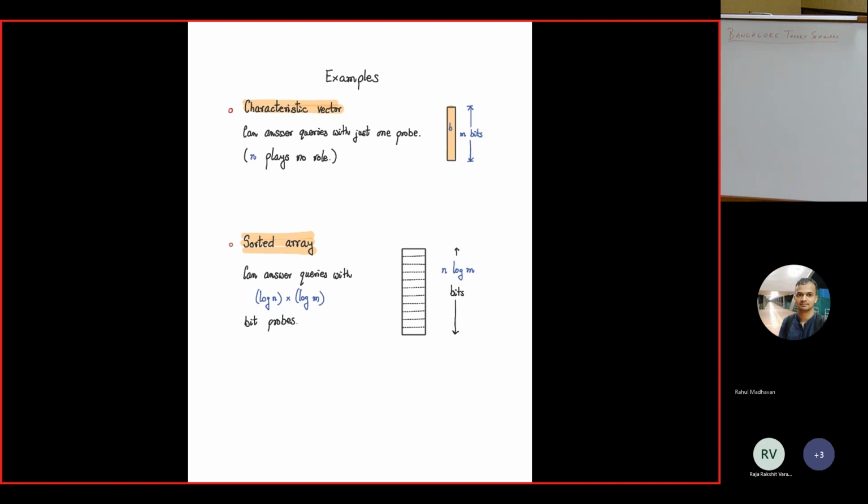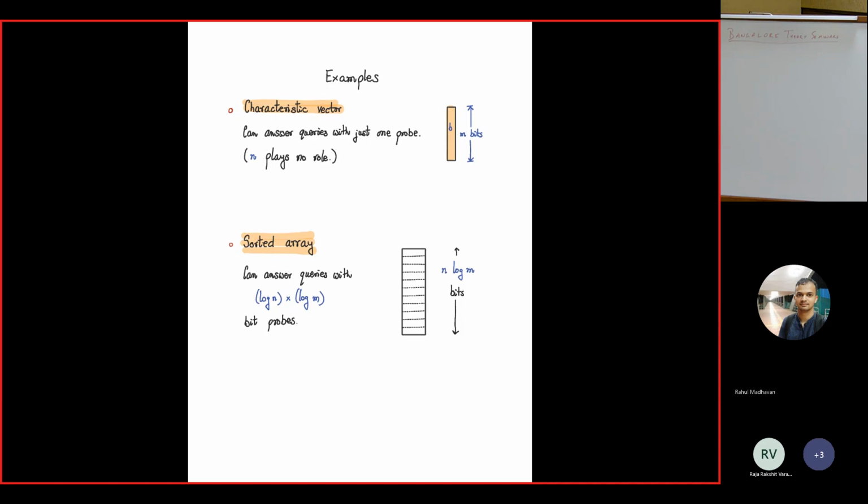Okay, so let us just look at two classical examples of this problem. So suppose you can store the set S as a characteristic vector. That means your set may be whatever, but you will store m bits, 0 and 1. If the element is there, you write a 1. If the element is not there in the set, you write a 0. Then, if you're given a particular element i, you can just go into the particular location in this bit string and give the answer. You need just one probe. But the space you need is m bits.